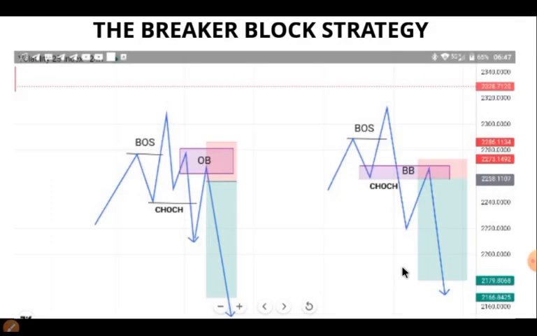In this video, I'm going to be talking about the breaker block strategy. So I'm going to explain to you what a breaker block is and how I trade it.